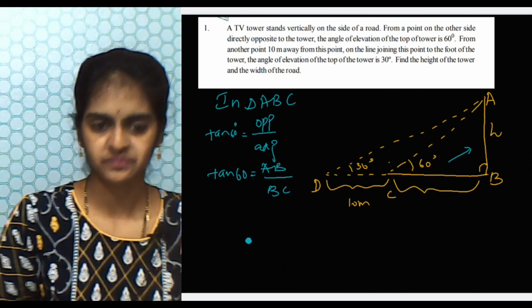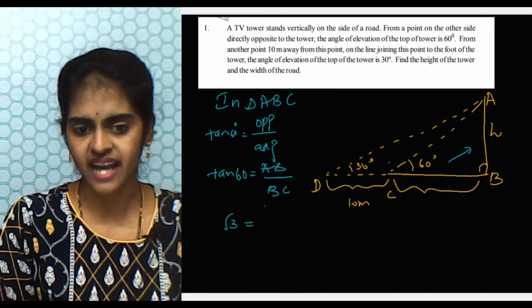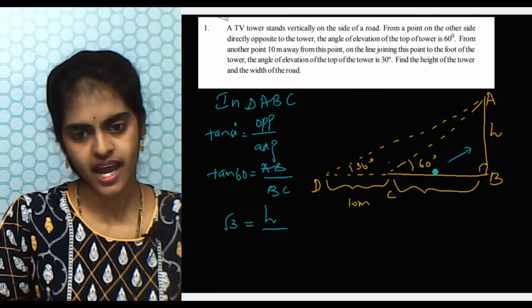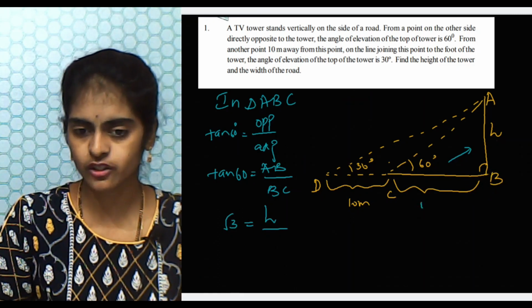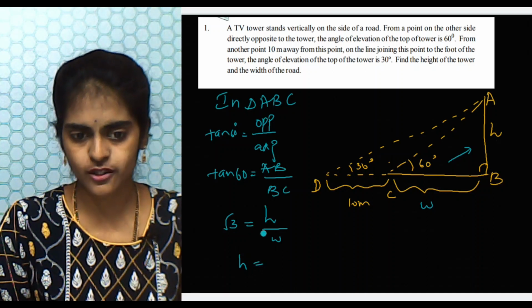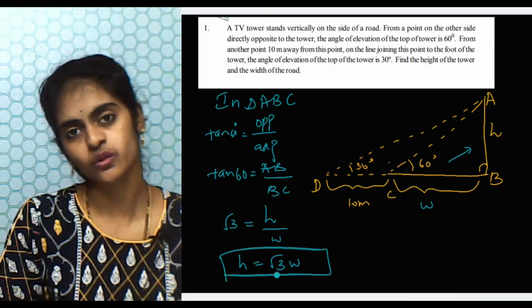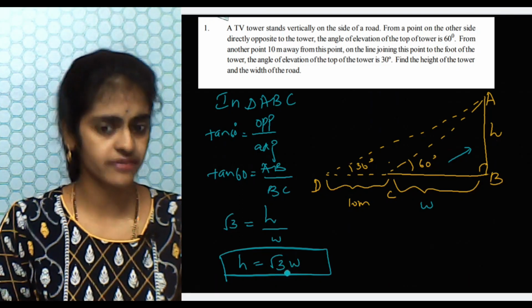So tan 60 is nothing but root 3, which is equal to AB, the height of the tower, you take it as H, divided by BC, which you don't know, that is the width of the road, you take it as W. So H is equal to, cross multiplying, root 3 W. So H is root 3 W. So this is one relation which we got.